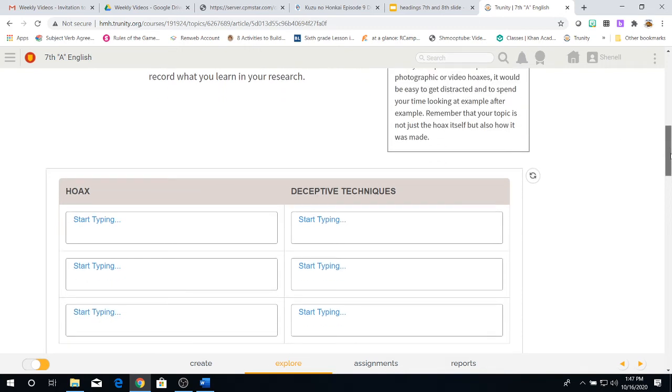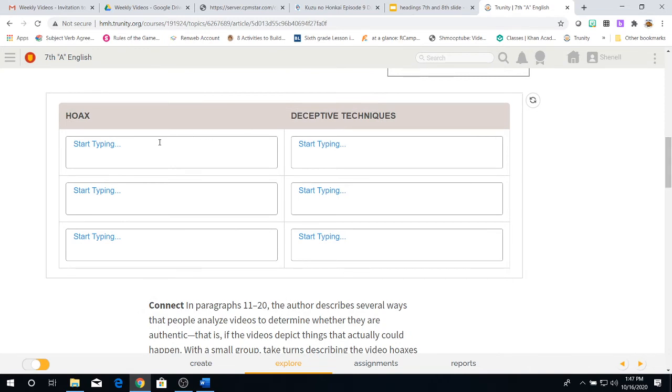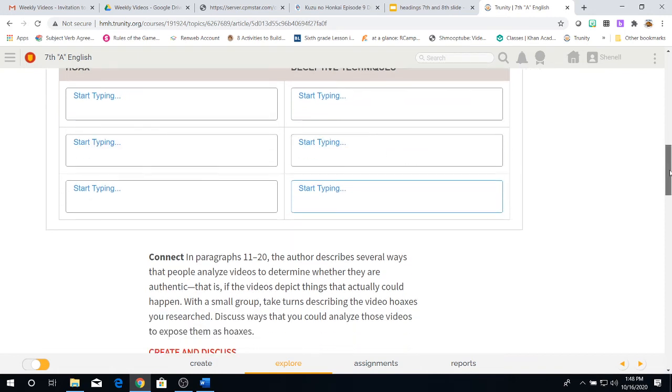So that's what you guys are going to find, and you're going to write in here. You're going to write the title of the hoax. For example, let's say if you were doing Bigfoot or the Loch Ness Monster or UFO sightings. Or, you know, Area 51, deceptive techniques. What techniques were used to deceive us as readers or as believers of these hoaxes?